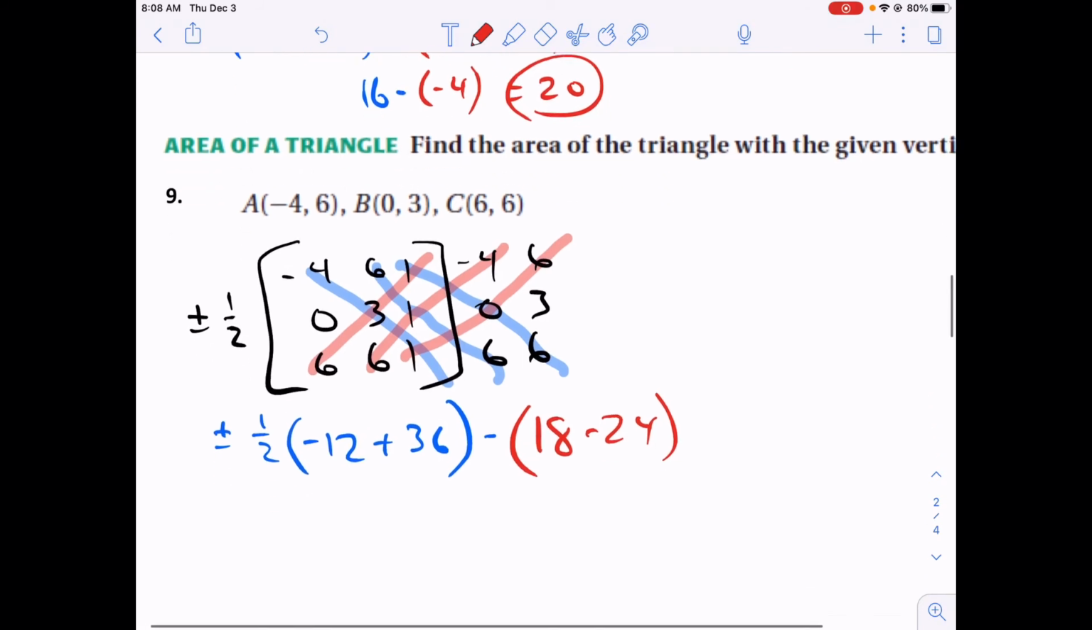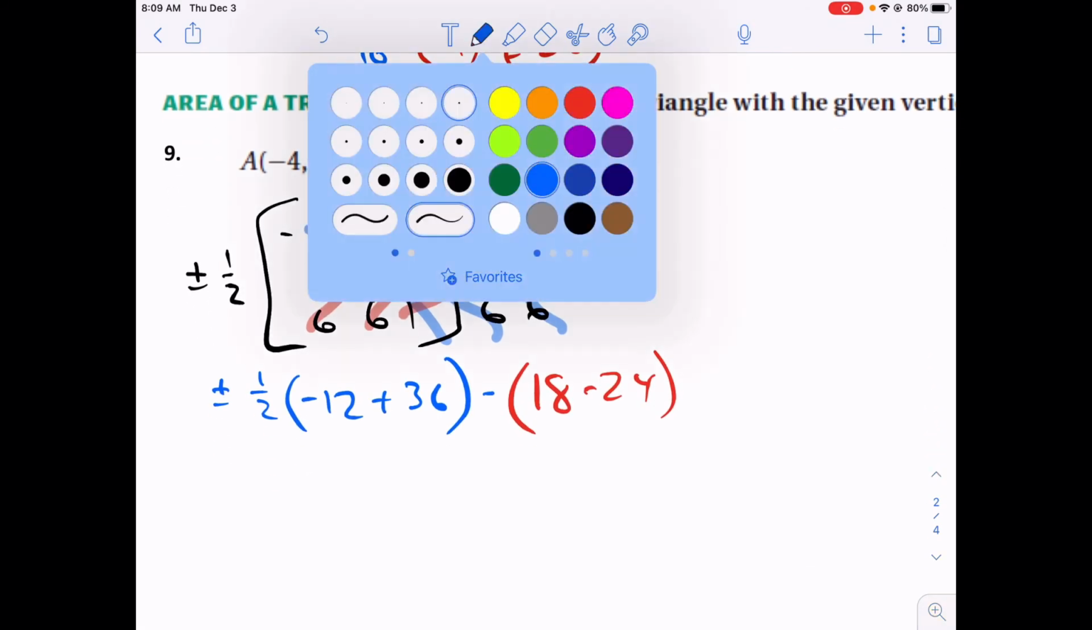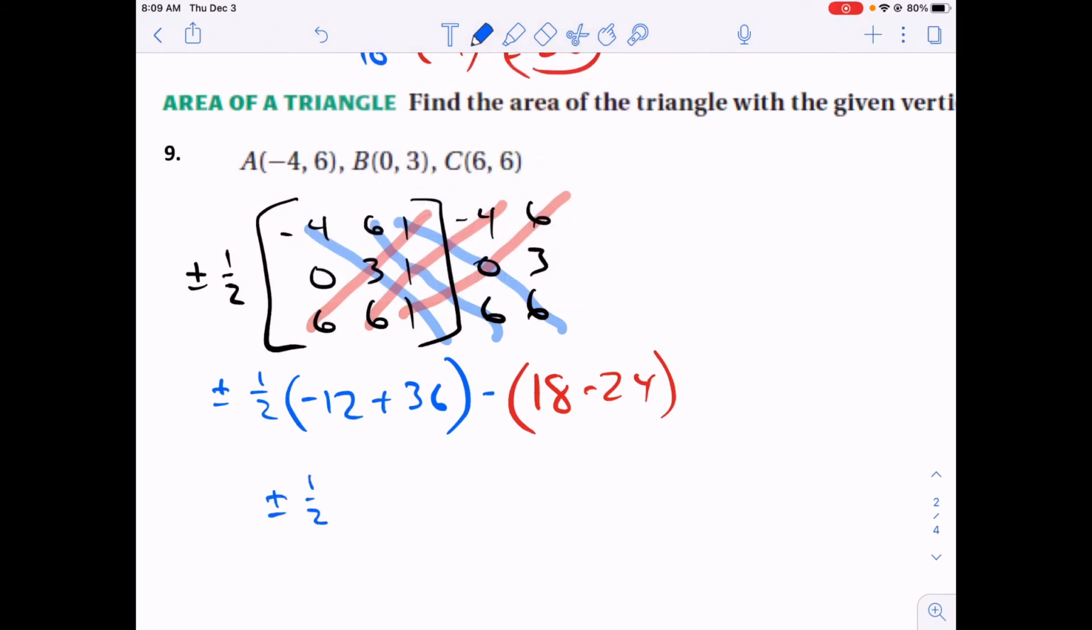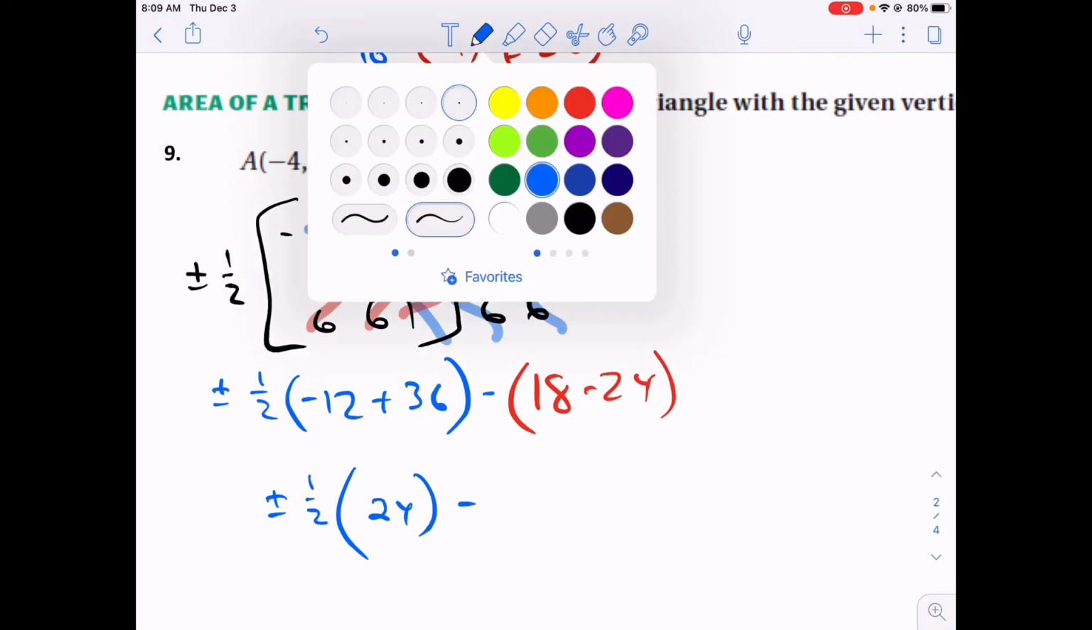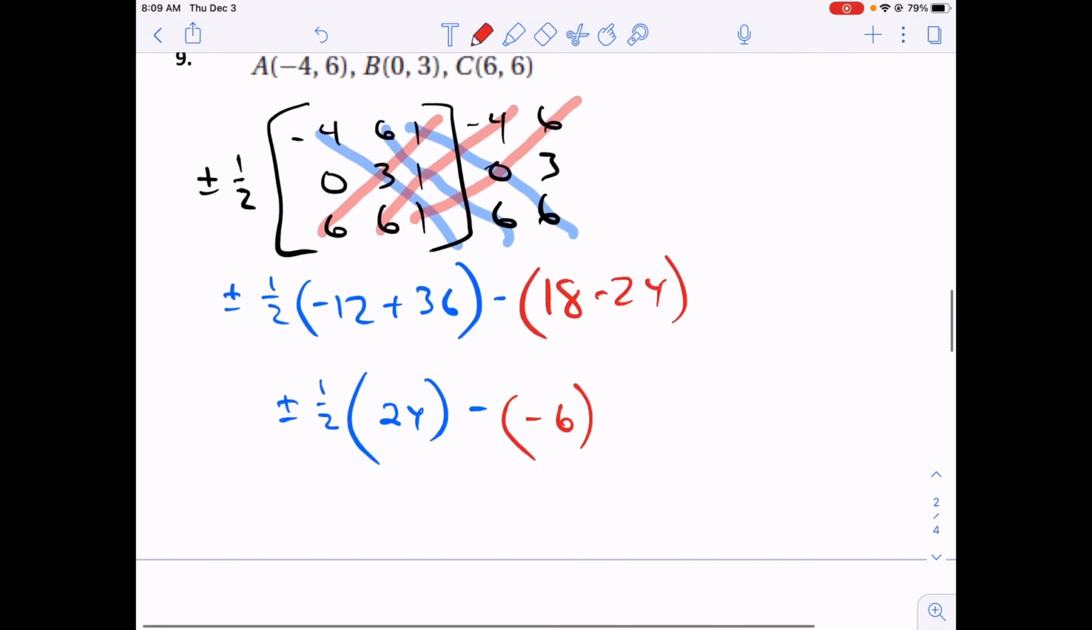So there we have it. We can just combine things and finish this up. So back to the blue here. So plus and minus 1/2, this becomes 24 minus, and on this side we have negative 6. You combine that together, negative 6 and 24 gets you 30. So now I have positive 30. So it's going to be 1/2 of 30, and again, it's already positive, so I don't need that. So it's going to be equal to 15. That's the answer.